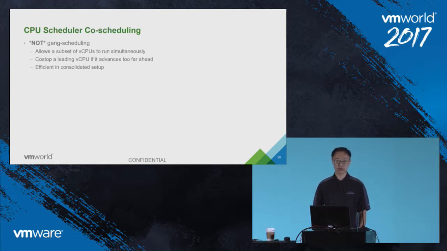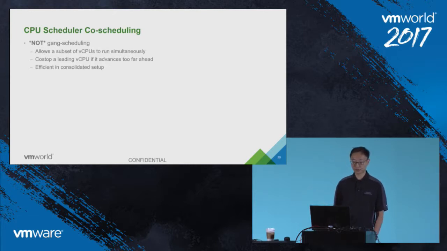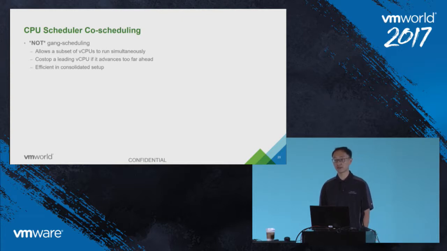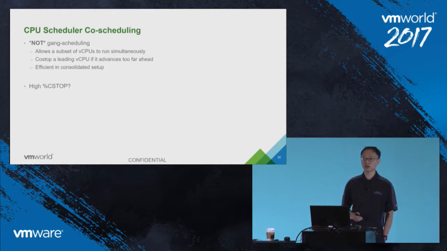What we do is, the scheduler is pretty smart about always running a subset of vCPUs at any given point in time so that we don't need to do gang scheduling. This is very efficient in a consolidated setup where you have more vCPUs than physical threads or physical PCPUs or cores on the system. But what if you see a high co-stop time? What should we be looking at?